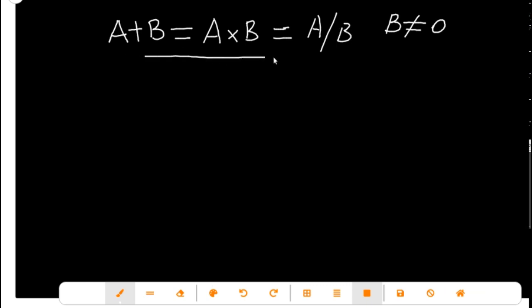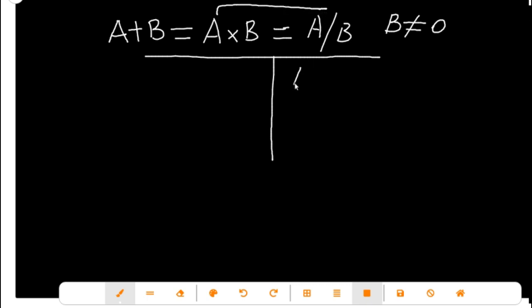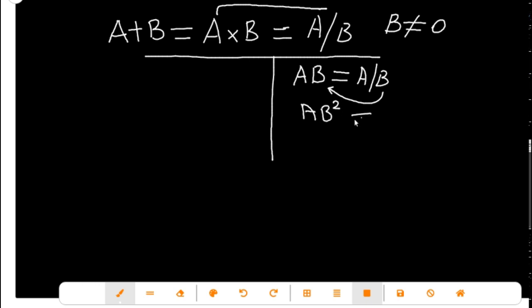Okay, let's try to solve this. Let's make this as two parts. a multiplied by b is equal to a divided by b. I can write ab is equal to a divided by b. So b will go on the left side. a b square is equal to a. This is our one equation.